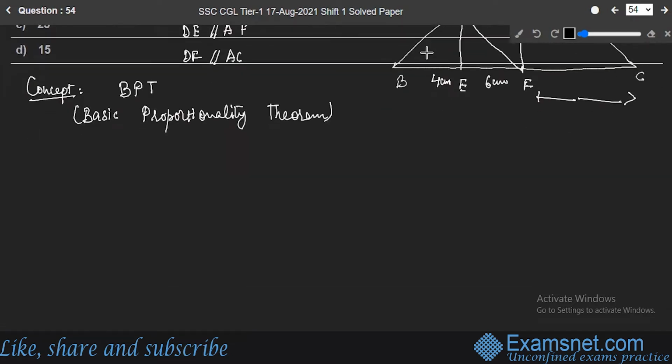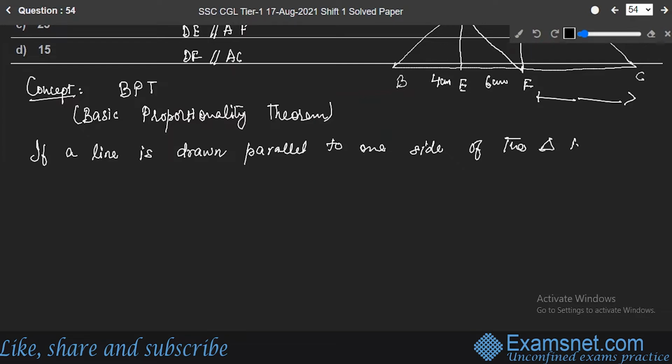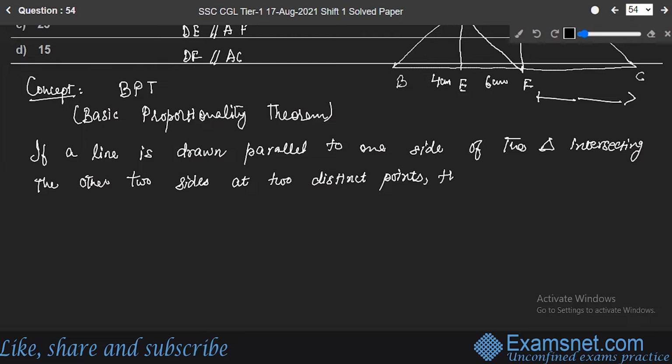This theorem says that if a line is drawn parallel to one side of the triangle, intersecting the other two sides at two distinct points, then the other two sides are divided in the same ratio.